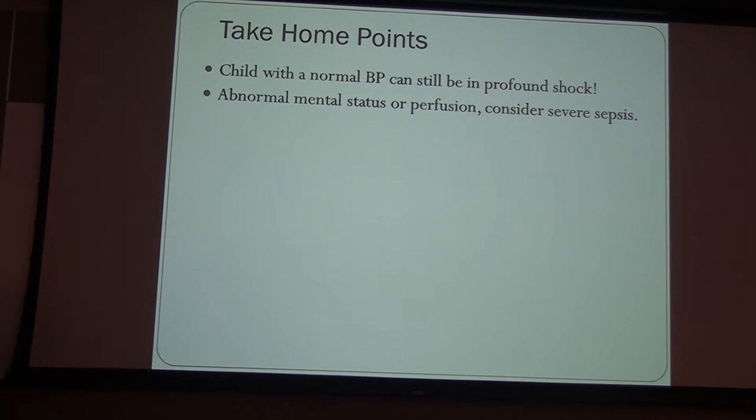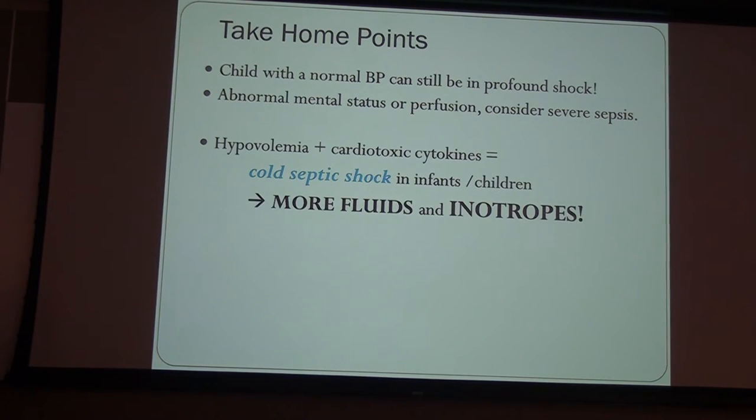With abnormal mental status and perfusion, consider severe sepsis. Use that pediatric assessment triangle, and you can judge a patient from across the room. Children are more hypovolemic and more sensitive to the cardiotoxic cytokines, so they tend to present as cold septic shock as opposed to adults.